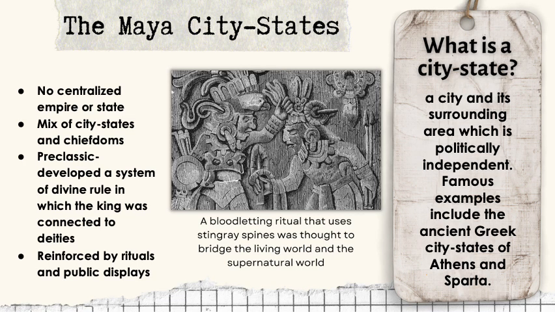Rulers in these city-states derived their power from a connection to the divine. They were thought to be intermediaries that carried out the wishes of deities from the supernatural world. This idea was consistently reinforced by public rituals. Pictured here is a bloodletting ritual in which potentially deadly stingray spines were used. Bloodletting was a way to give a sacrifice to the gods, and this particular ritual was probably performed at special events, such as when a person achieved a new rank within society.